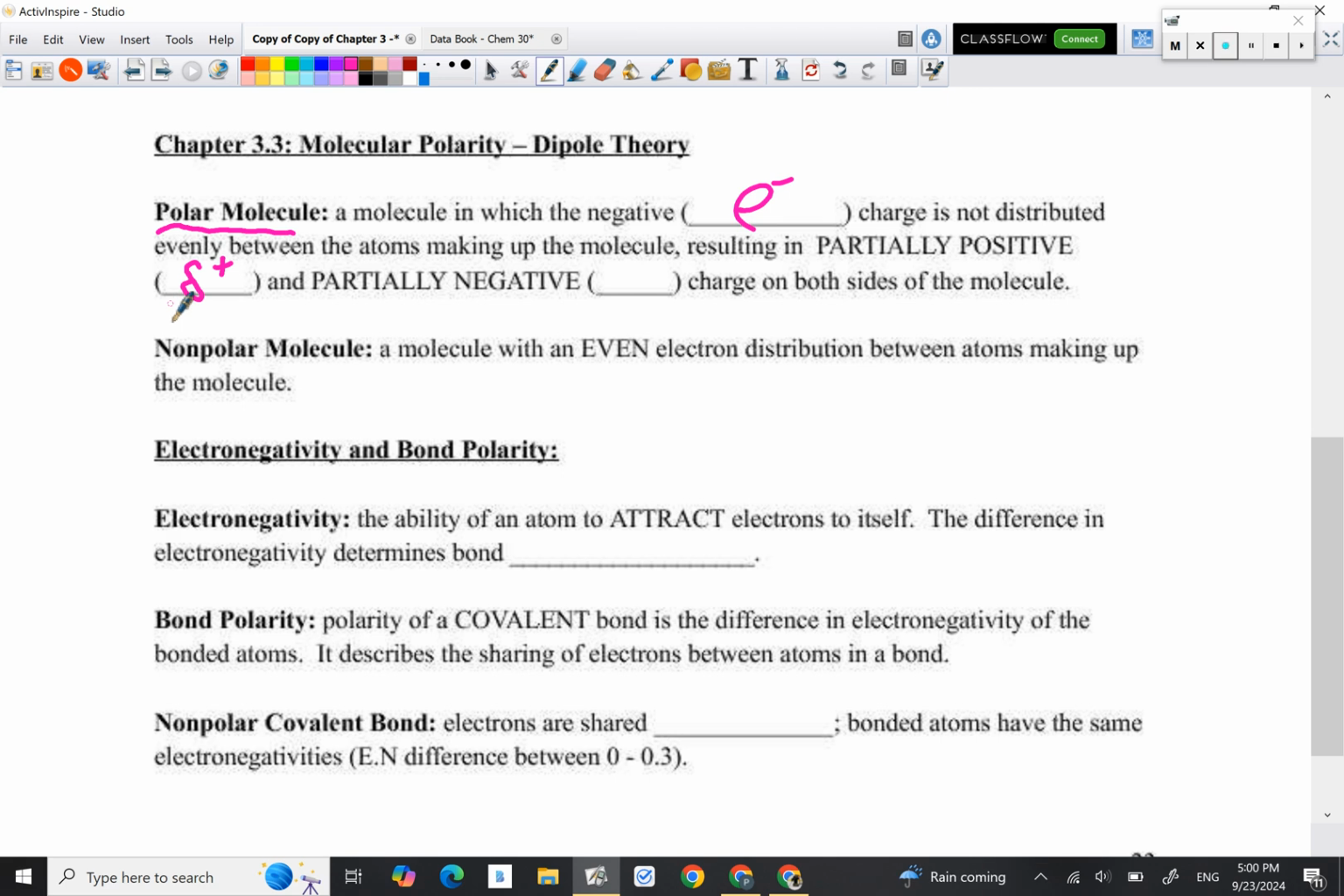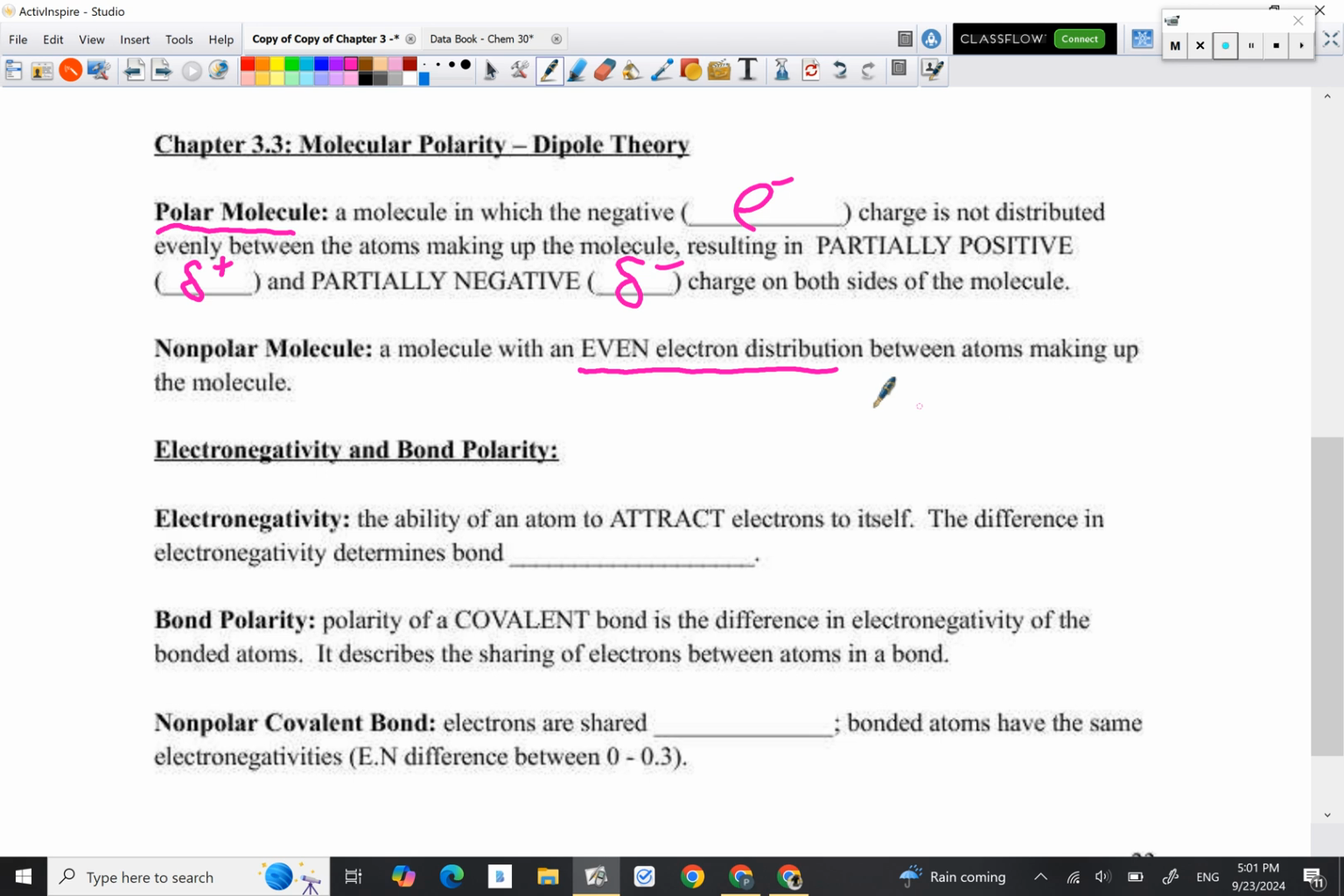How you make that is you draw an S and then finish it three-quarters of the way. It's almost like you create an 8, but not fully. That's just the symbol for delta. It just means partially positive, and we also have a partially negative charge on the other side of a molecule. Of course, a nonpolar molecule is a molecule with an even electron distribution between the atoms that make up the entire molecule.